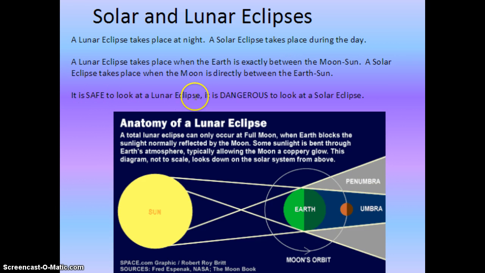It is safe to look at a lunar eclipse. It is dangerous to look at a solar eclipse. Here's an anatomy of a lunar eclipse. So the moon is being blocked here. A total lunar eclipse can only occur at a full moon, when the Earth blocks the sunlight normally reflected by the moon. Some sunlight is bent through the Earth's atmosphere, typically giving the moon a coppery glow. This diagram, not to scale, looks down on the solar system from above.